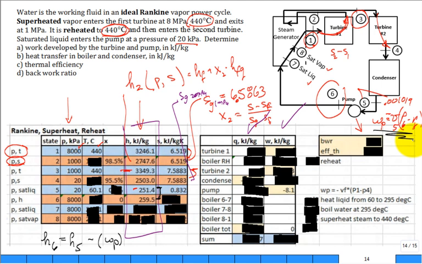All right. So now, what about state 7? Well, these are just diagnostic states, state 7 and state 8. And this is just saturated liquid at that pressure. That's just H of F. And then saturated vapor at that pressure, H of G. And then we can have more diagnostics. But let me do this.